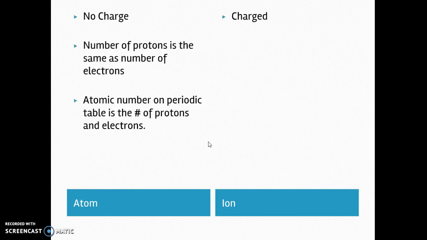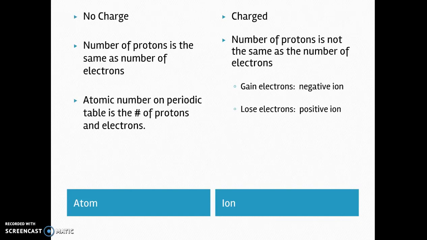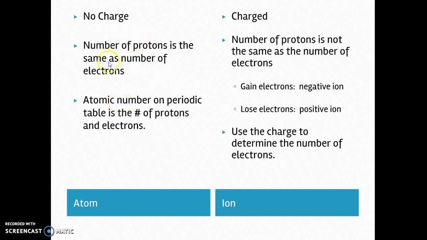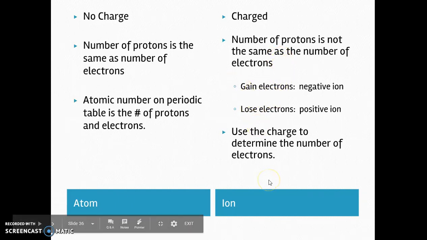And then you can also label whether they're ions or atoms. So this slide right here just shows you the difference between an atom and an ion. An atom has no charge. The number of protons is the same as the number of electrons, so the atomic number tells you the protons and the electrons. An ion is where you've now lost some electrons, or you have gained some electrons, so it has a charge. The number of protons is not the same as the number of electrons. So you gain or lose electrons, and you use the charge to determine the number of electrons that have been lost or gained.